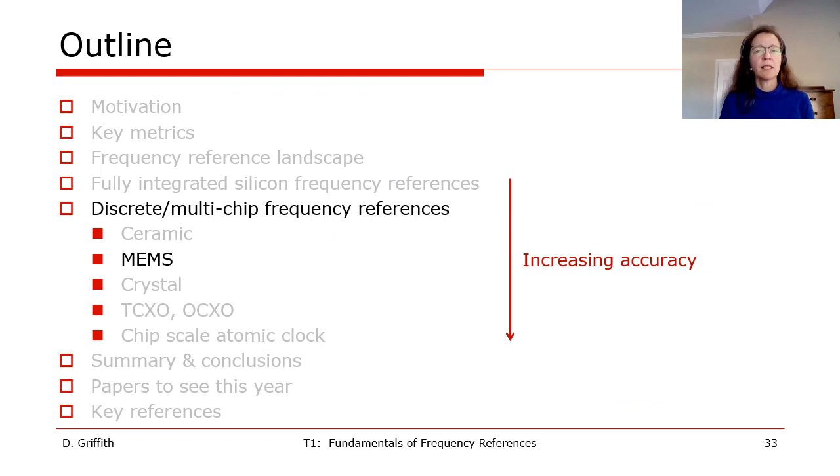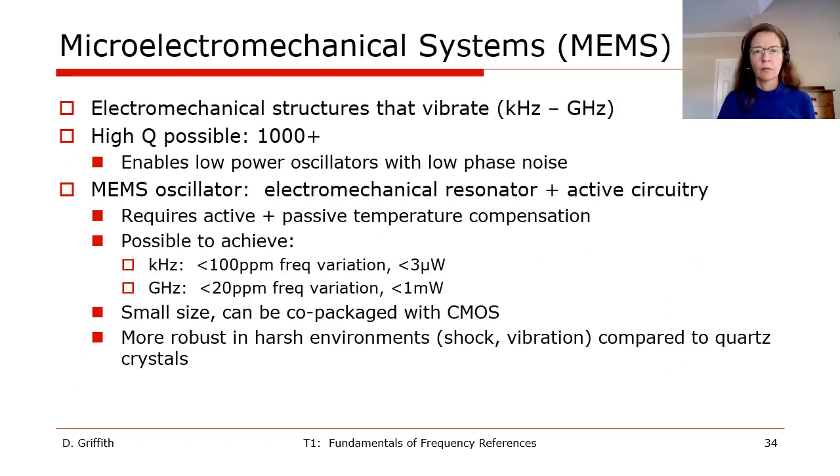Now let's move on to the next category of frequency references, which are those created with MEMS. MEMS stands for micro-electromechanical systems. They are electromechanical structures that vibrate in the range of kilohertz to gigahertz, depending on their physical size and shape and the way they're fabricated. It's possible for them to have a high quality factor, anywhere from 1,000 to over 100,000, depending on the type. This higher Q enables low power oscillators with low phase noise.